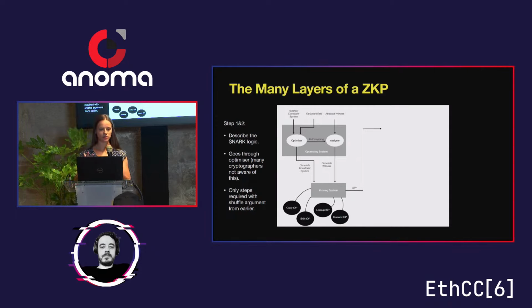Only after that do you move on to saying, what's the actual proving system? What does it look like? What operations do I need to do? How am I going to interact with these things? The proving system, by the way, is the only step that was really required for the shuffling argument, which I was describing earlier. So when I say that the shuffle argument is simpler, I really genuinely mean it.